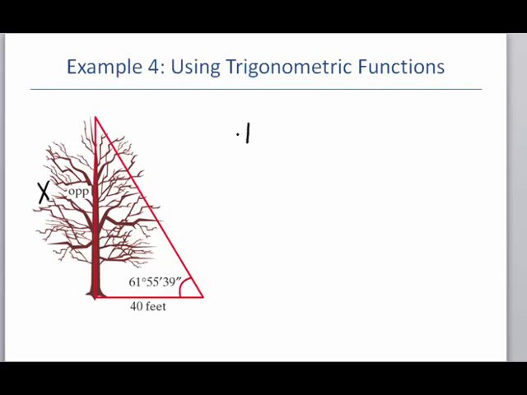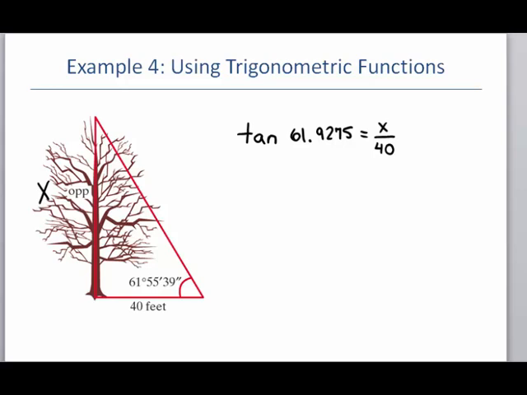Good, so we'll use the tangent function. So I'm going to say that the tangent of my angle, and remember we're going to use the angle that we got off the calculator, we're going to set that equal to the opposite, which we're going to call x, divided by the adjacent, which we'll call 40. All right, now we need to solve for x.